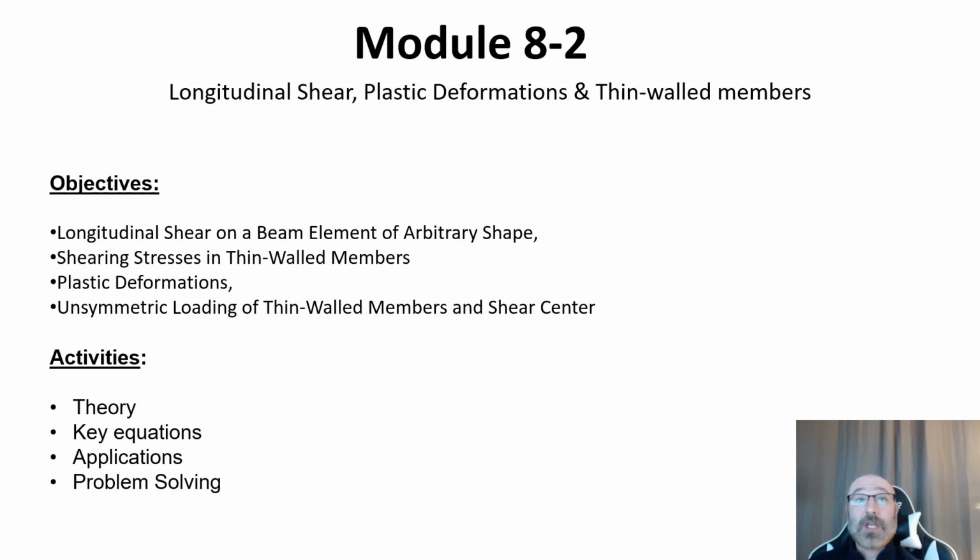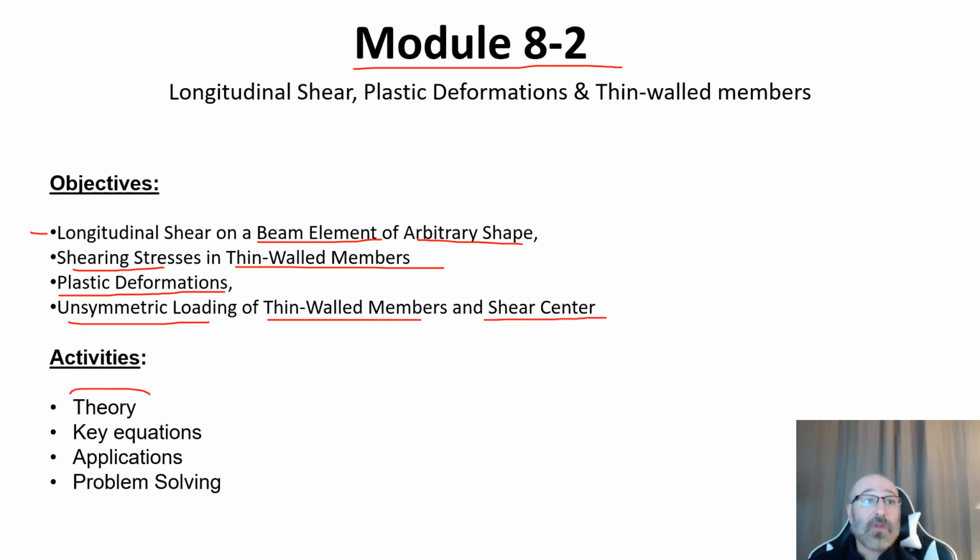So moving on to our second section, Module 8.2. What we're going to do within 8.2 is take a look at a longitudinal shear on a beam element of an arbitrary shape, discuss the shearing stresses in thin-walled members, talk about plastic deformations, and then look at unsymmetric loading of thin-walled members and shear center. So again, within this, we're still going to go over the key theory for all those topics, talk about what governing equations we can use, go through some practical applications where we can apply that theory and key equations, and then actually do out a few problems.